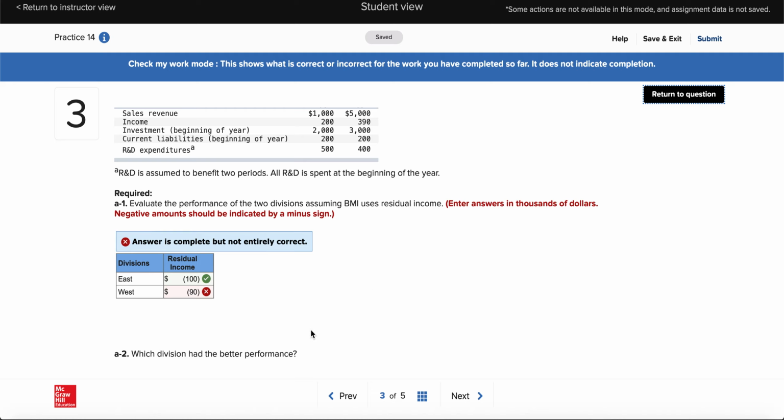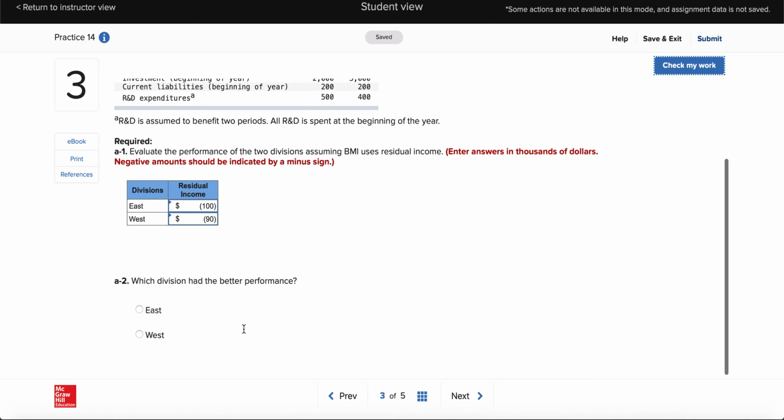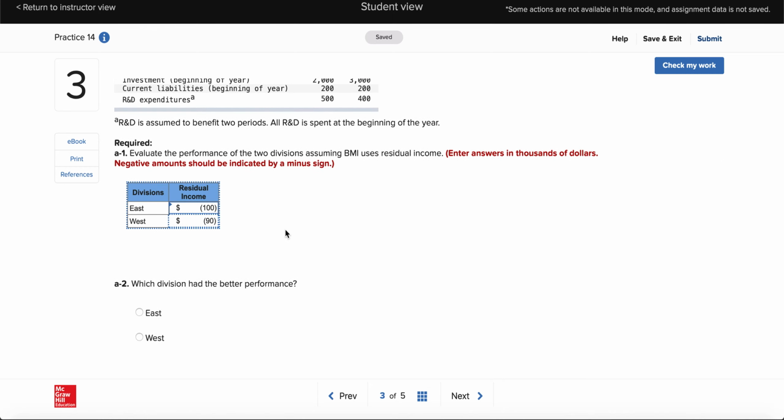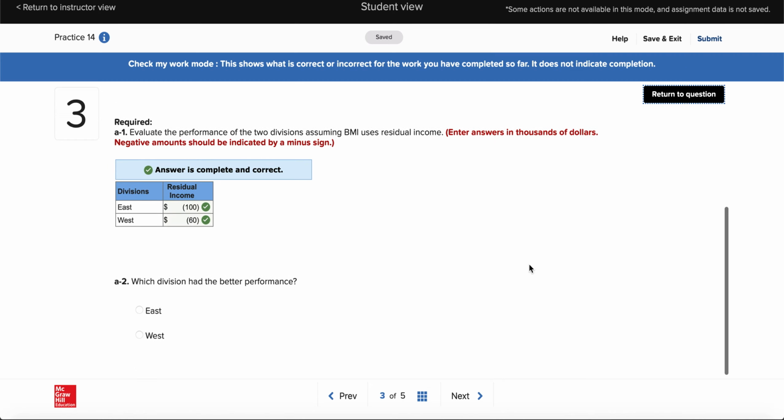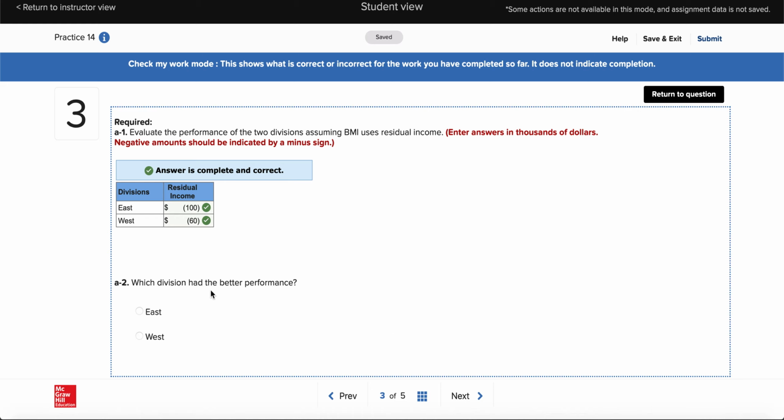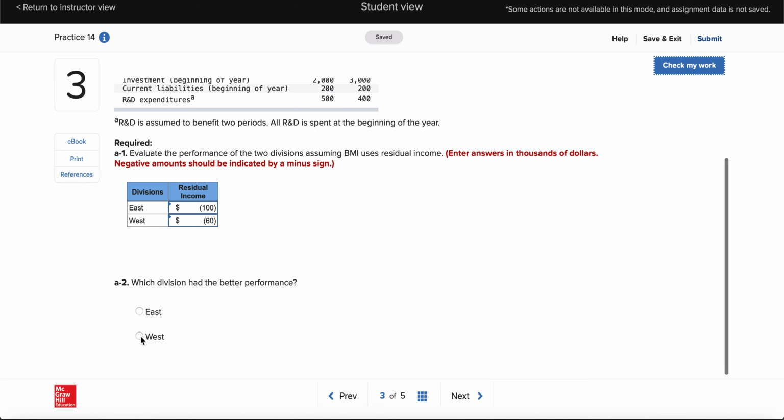Oops. What did I do here? Oh, I got the wrong number. 450 minus 390 is 60, not 90. That should be good. Okay. Which division had the best performance? They're asking us in this case, West, because it has the least negative number. So this is actually a higher number than the 100 here. So West is our best performer.